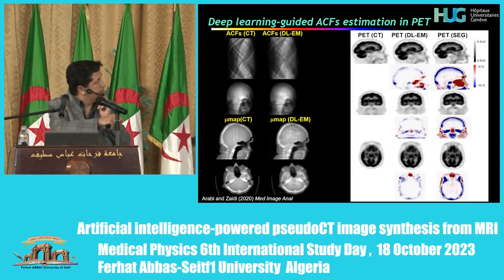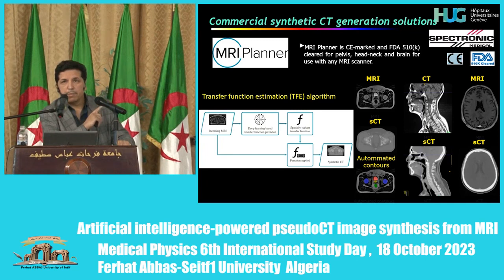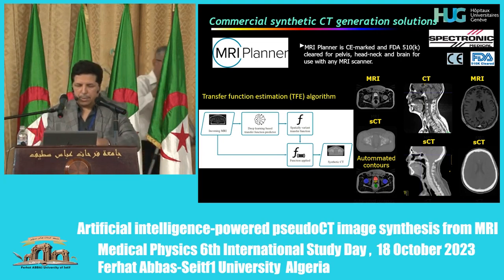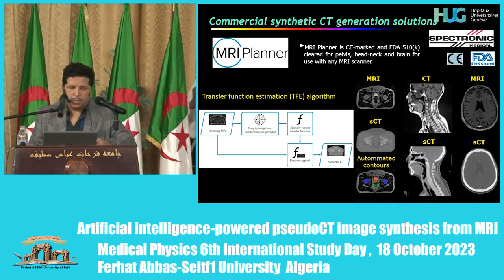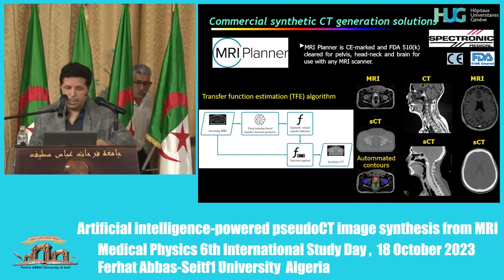And these are the best images, corrected using the conventional approach versus the more sophisticated one that I presented here. Again, for the sake of time, let's go very quickly. I would like to keep it to 15 minutes. There are some commercial solutions. I'm not going to mention all of them, but we're involved in European projects with a company called Spectronic. They also use a deep learning model using a transfer function estimation algorithm, which does a really good job. You see some examples here.